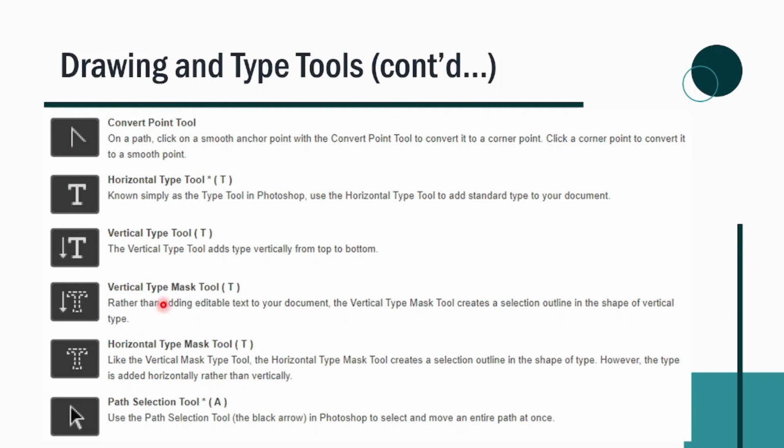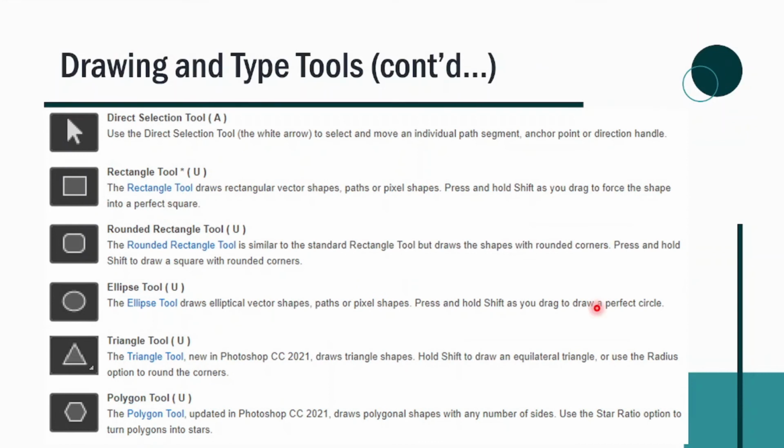Let's have the vertical type mask tool. It's used only occasionally, but this is really important to know all about Photoshop too. The vertical type mask tool and the horizontal type mask tool. Path selection tool, we have here the letter A as the shortcut key. Use the path selection tool, or the black arrow in Photoshop, to select and move the entire path at once. So that is the path selection tool. We also have the direct selection tool.